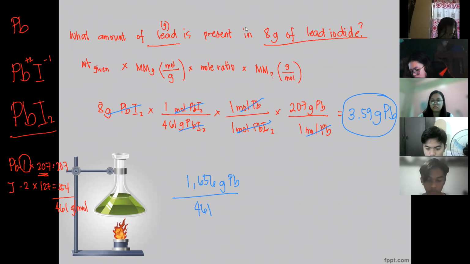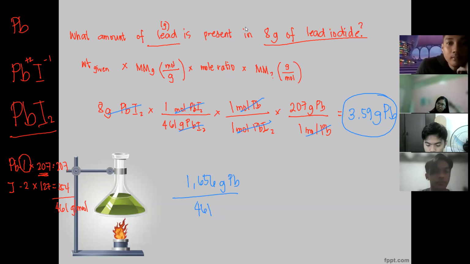So let me see your answers. 3.59. Okay, 3.59. Tama. 3.59 grams. So do not forget the unit ha. Grams of lead, 3.59. So most of you got the correct answer, 3.59 grams of lead. Ang uban na ay question mark.